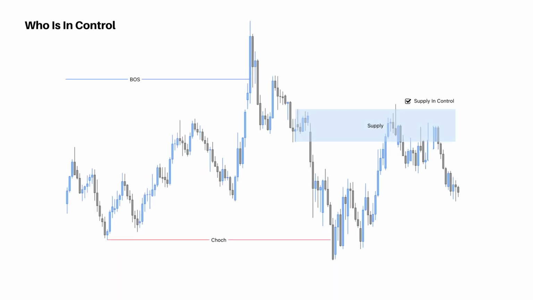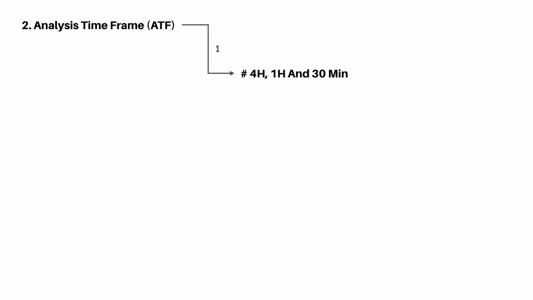The next step after completing the higher time frame analysis is to zoom into the analysis time frames such as the 4-hour, 1-hour, or 15-minute chart. These time frames are one of the most important parts of your technical analysis because once you understand how to read them properly, you can avoid many common traps and make better trading decisions.